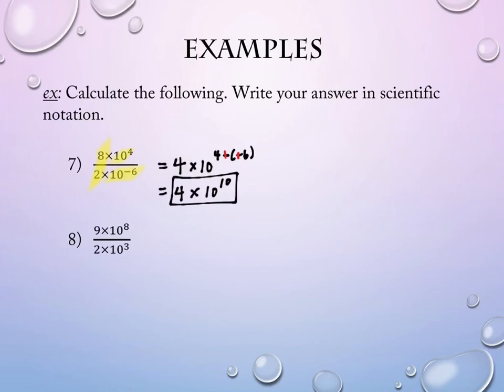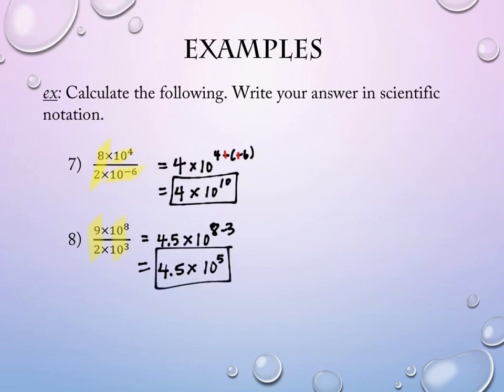Number 8's a little bit cleaner. What is 9 divided by 2? That part's not as clean, but 4.5. The part that is clean, of course, is the 10 to the 8th and 10 to the 3rd. So if I subtract exponents, I have 10 to the 8 minus 3. What does that give me? Yeah, 4.5 times 10 to the 5th. Also in scientific notation, so good to go.